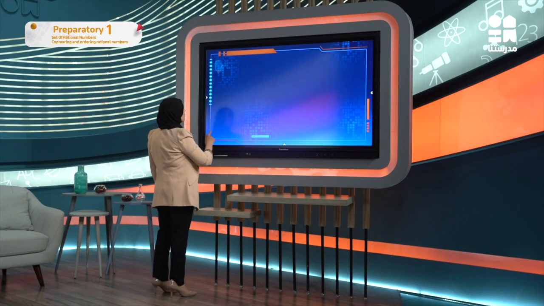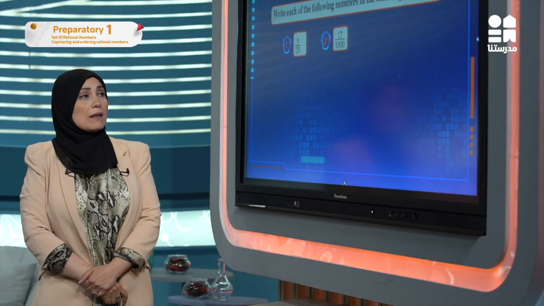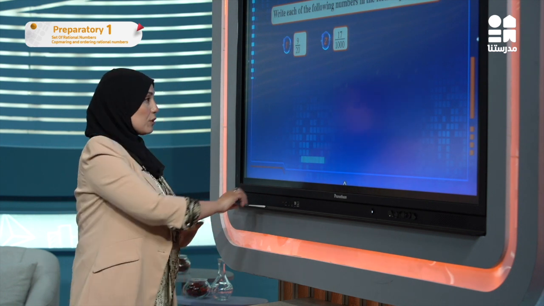Example 5. Let's do it on the board together. Write each of the following numbers in the form of a percentage. All we have to do in this case is convert the denominator to 100. The first example.